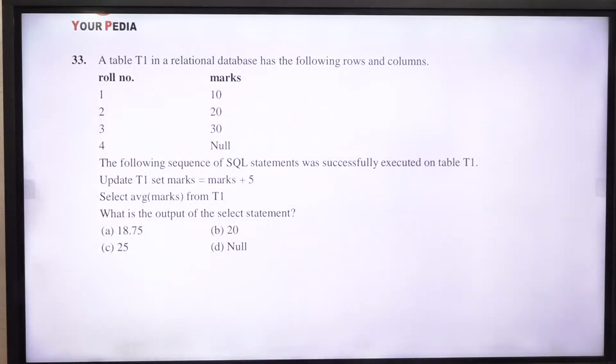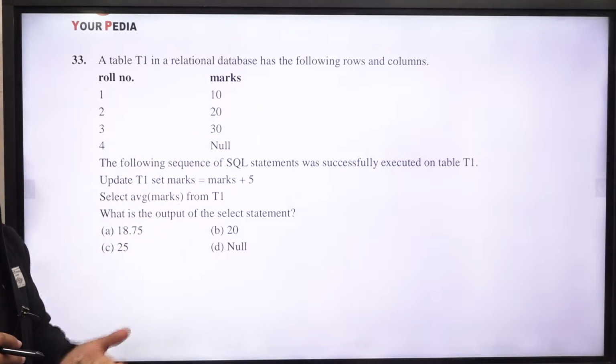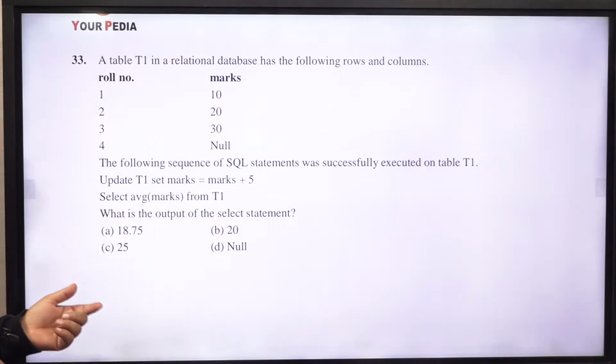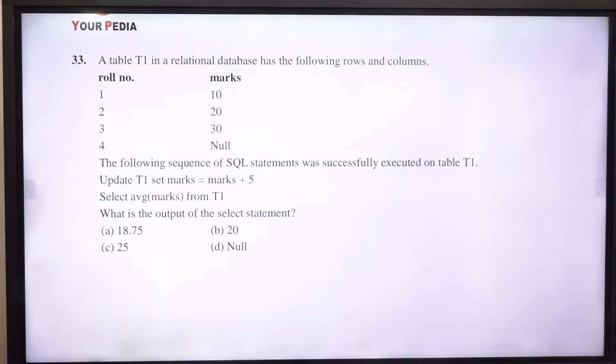Tell me, my dear students, what is the right answer? Very important problem. The twist of this problem is the concept of null. If you know the concept of null, then you will get the right answer. So Akash, wrong, my dear. That is not the right answer.